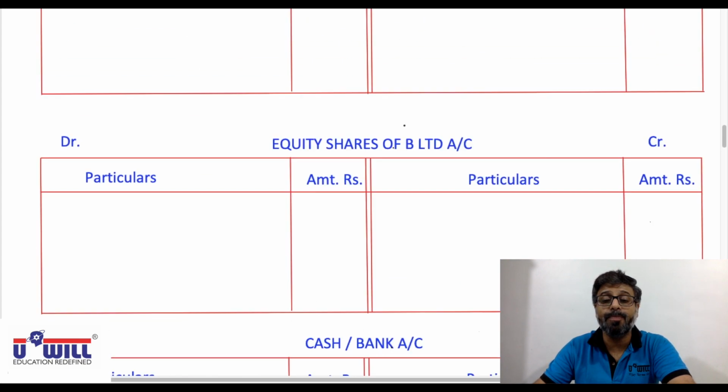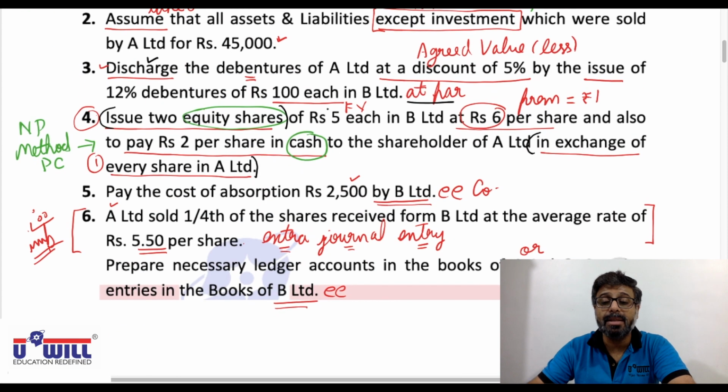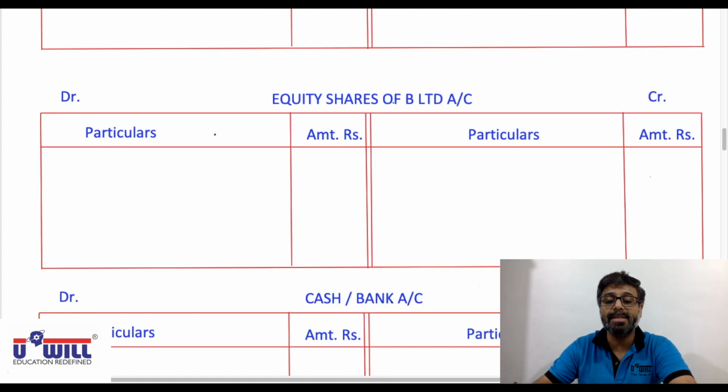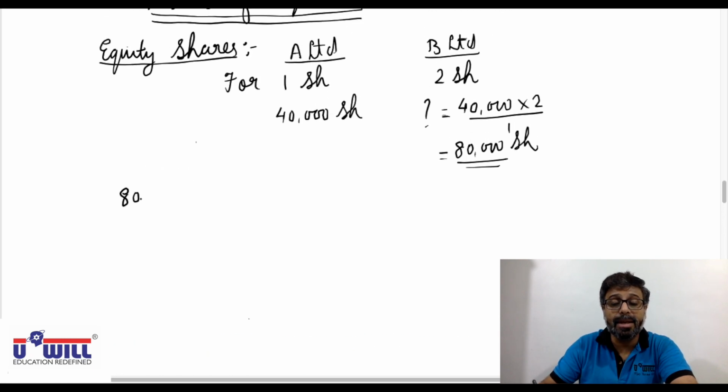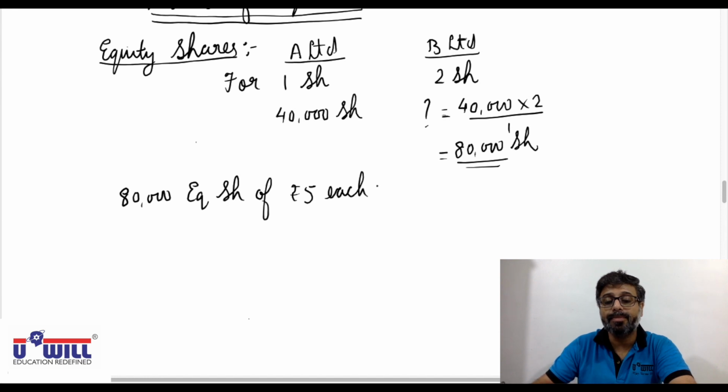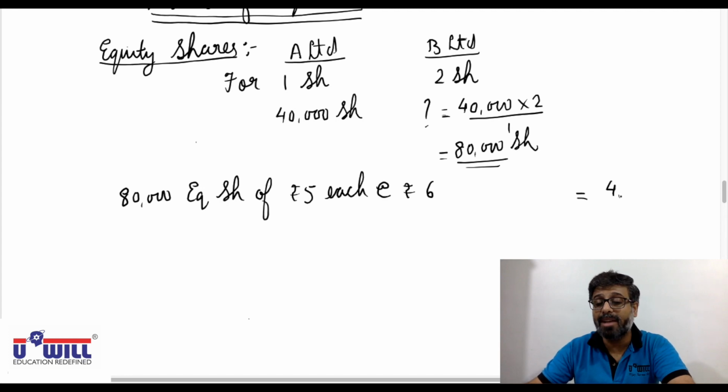Now what is the value? Face value is 5 rupees, but agreed value is 6. There is a premium of 1, so we will be taking at 6 rupees. What is the value of these 80,000 equity shares of rupees 5 each at rupees 6? 80,000 into 6 is 4,80,000. This is the value of equity shares that will be given to A Limited.